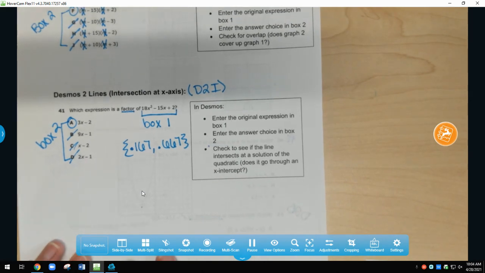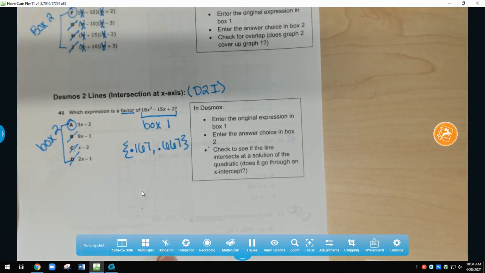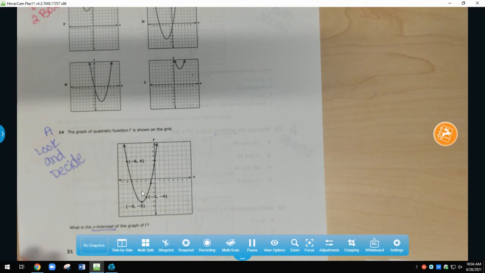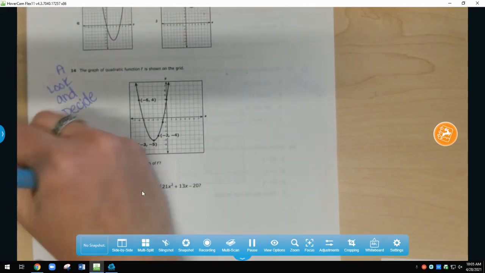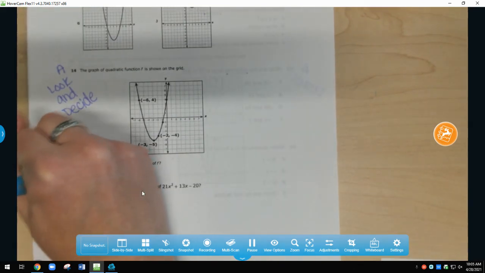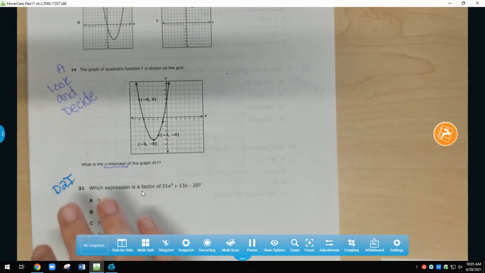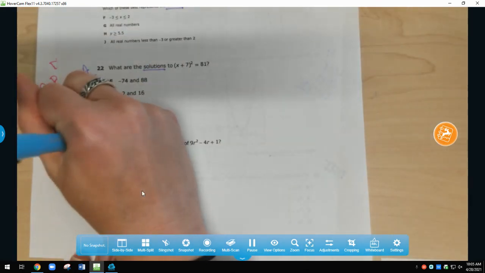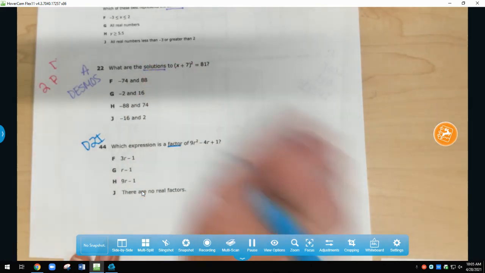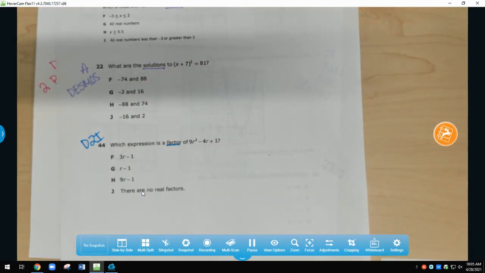Okay, so we're going to go through and label those questions. Okay, so it's going to be this one. And this one. Remember, the key word is going to be factor. And those are going to be the only two on that.